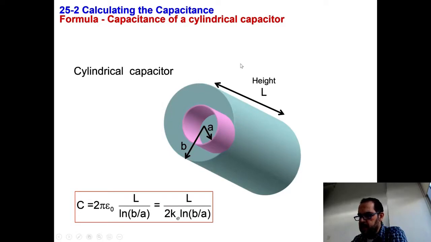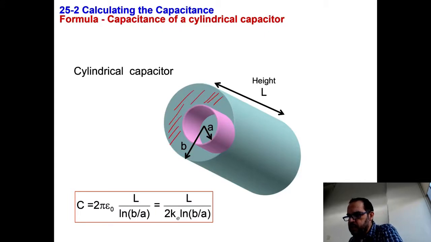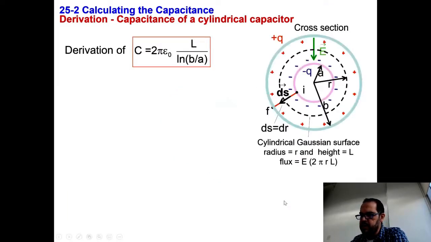The cylindrical capacitor is made out of two concentric cylinders, one of inner radius A and one of radius B, and there is an insulating air or vacuum or an insulator in between them, so it's an empty space. Let's assume the length of the capacitor is L. In that case, the capacitance is given by 2 pi epsilon 0 times the length of the capacitor divided by log of B over A. Okay, so log of B over A, and let's try to verify this.